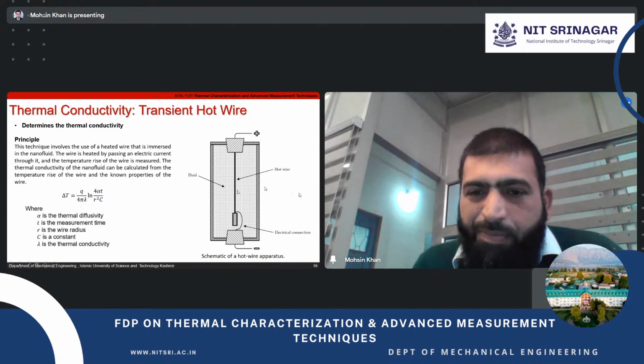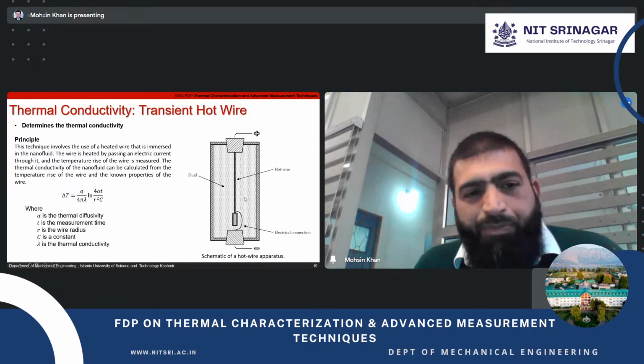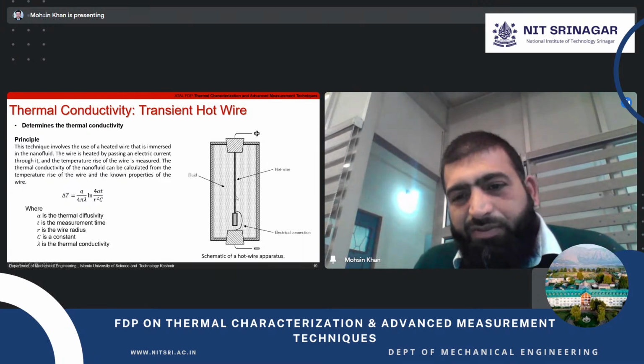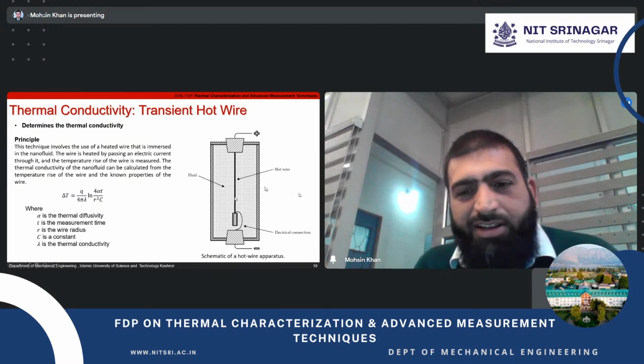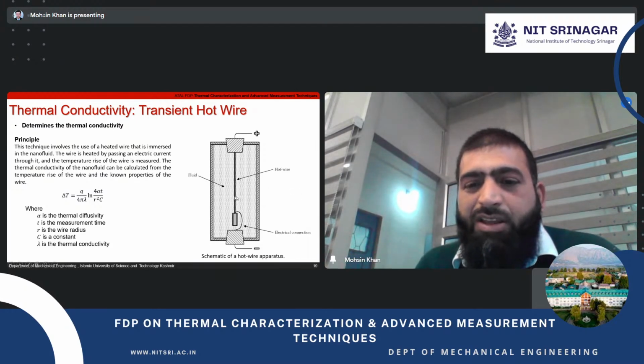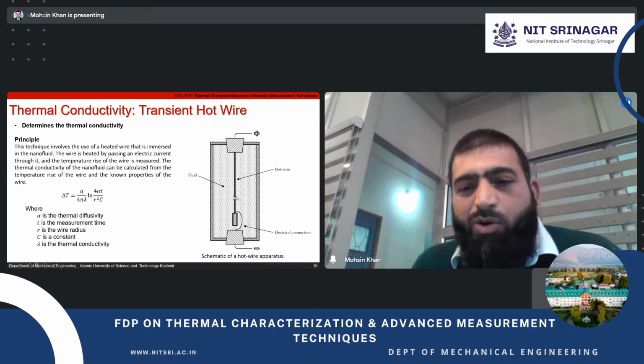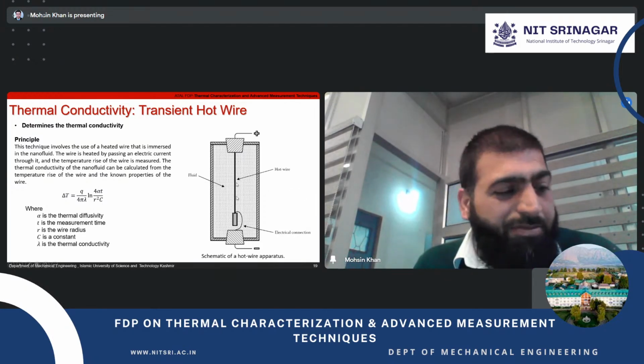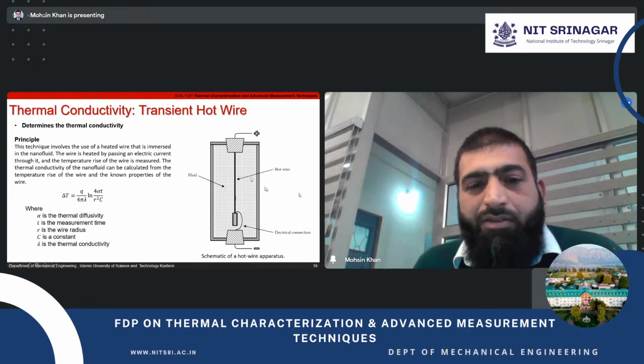The wire is heated by passing an electric current through it, and the temperature rise of the wire is measured. This has certain features and certain assumptions. It has infinite heat capacity, and there is no thermal resistance. So whatever heat is being generated is being sent to the fluid.